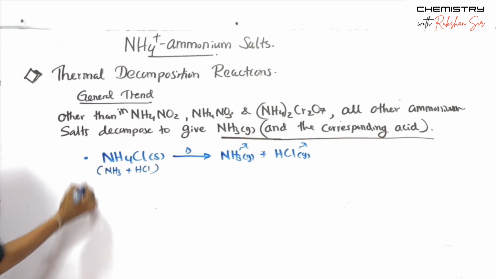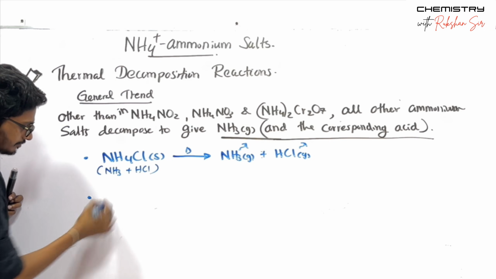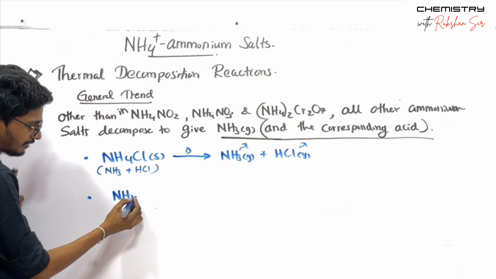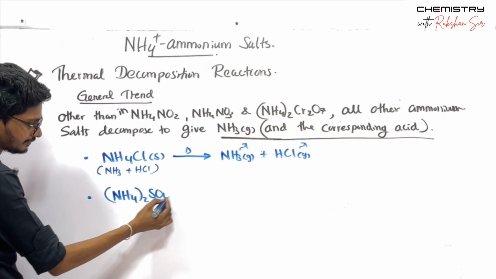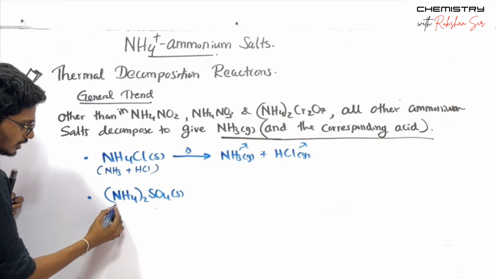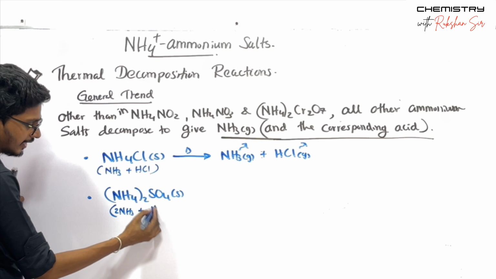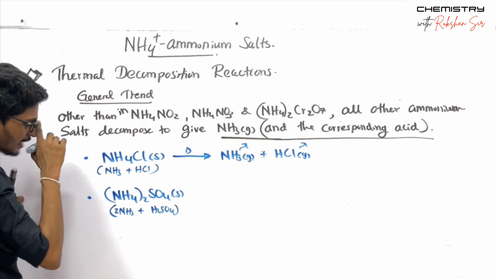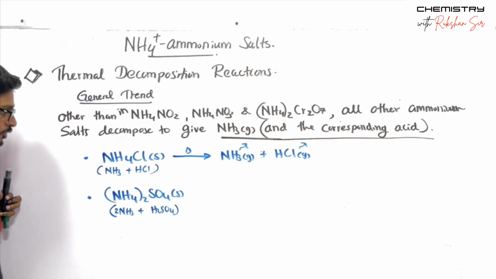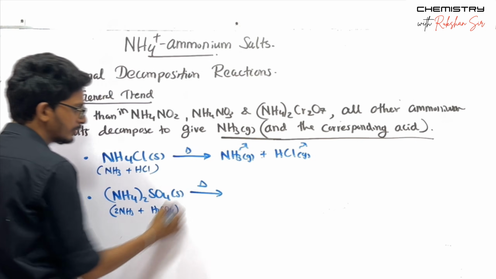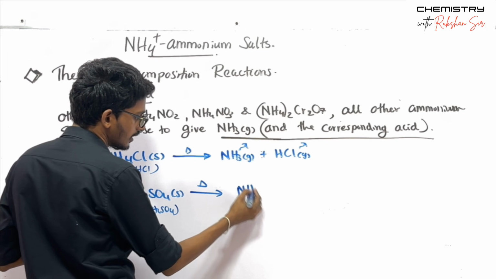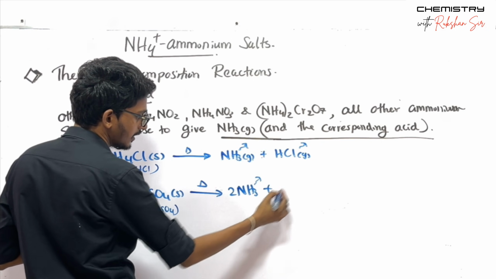If you think of ammonium sulfate, it can be taken as a combination of 2 ammonia and H2SO4, the acid of the anion SO4 2 minus. It will give you 2 ammonia and H2SO4.